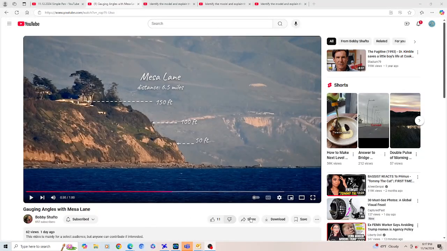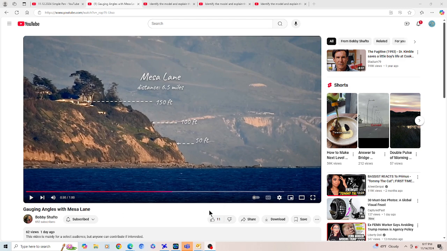Good evening, everyone. Over the last week or so, and well, more into the last couple of years, I've engaged people in the community as far as analyzing and discussing observations. Bobby Shafto is one of the ones. This is his work that we're taking a look at. We're not playing anything, we're just looking at specifically Mesa Lane.